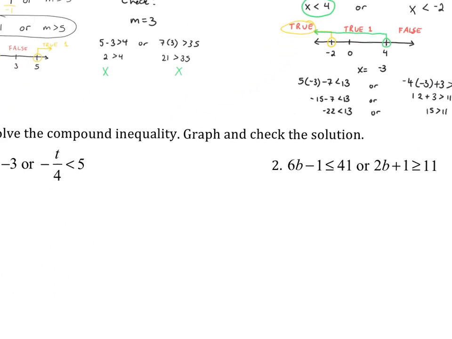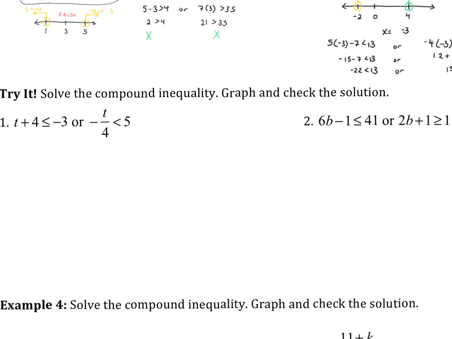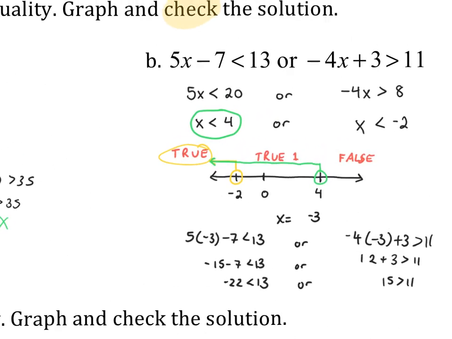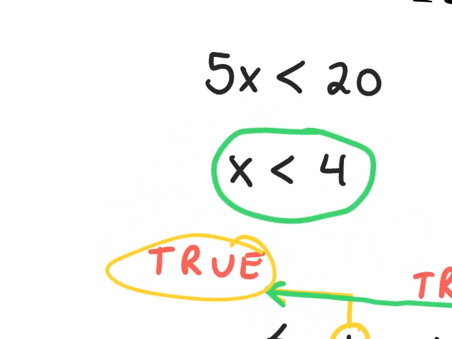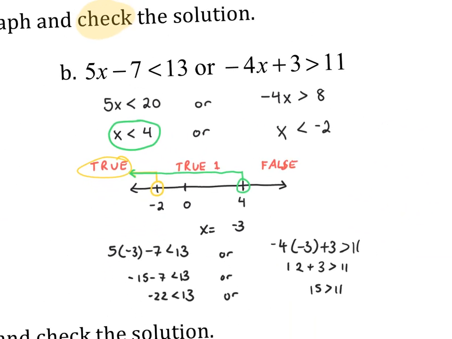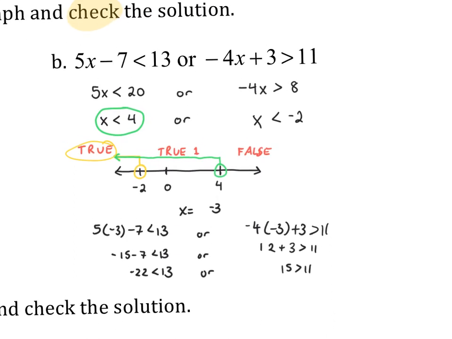All right, your turn. Please take a moment here to practice. You're going to solve the compound inequality, then you're going to graph, and you're going to check the solution. Notice that, remember up here, the one we committed to is this. This is my answer. X is less than 4, supersedes everything. But when I do choose a number, x is less than 4, it does work for both of these.